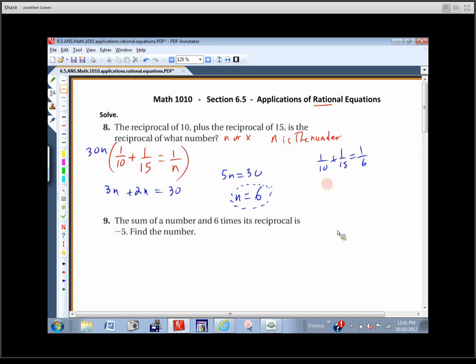If you got a common denominator here, this would be 30, right? That'd be 3/30 plus 2/30. That's going to be 5/30, which reduces to 1/6. So it does indeed work. Okay? All right. Any questions?